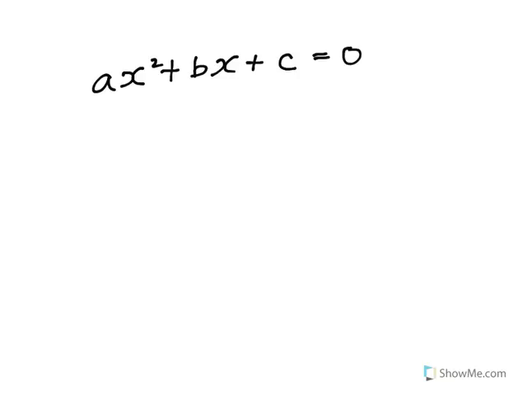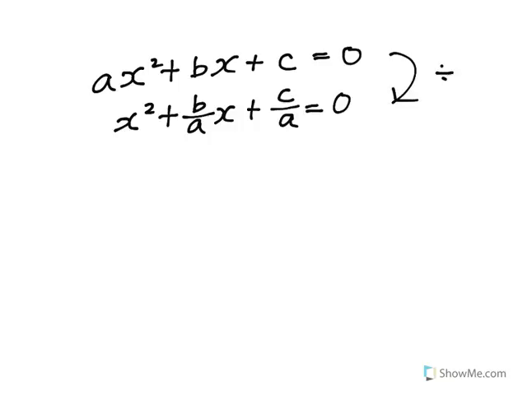So assuming that you know how to do completing the square, the first thing we'll do is make sure that the coefficient of x squared has to be 1. So we divide all by a to ensure that the coefficient of x squared is 1. Next, we shift our constant over to the right hand side. It's negative c over a.